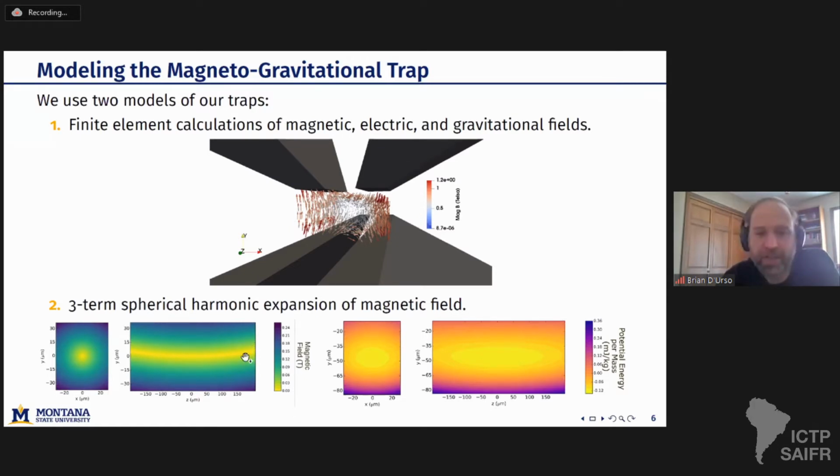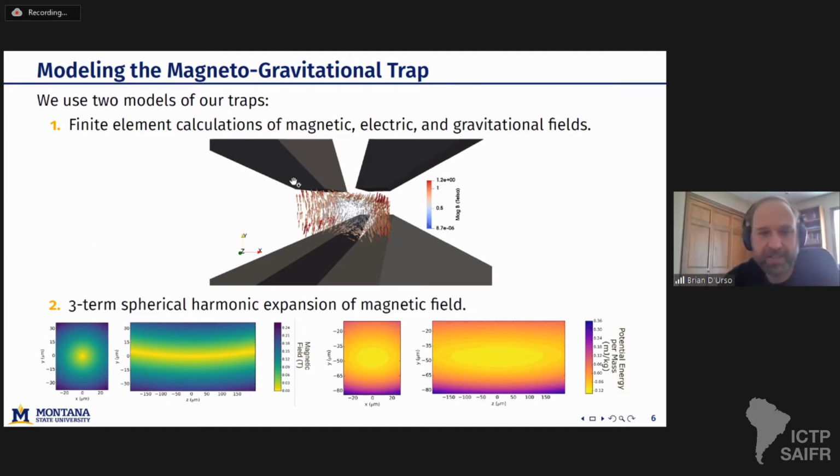When you then include Earth's gravity, you can calculate the total potential energy of a particle in the trap. And you can see it again. It's trapped along the axis of the quadrupole, but then in the other direction is trapped by the addition of gravity. So that makes a weak, broad trap in what we call the axial direction in the trap, where the Earth's gravity is used to provide the trap. Okay, so that's the basics of the trap.